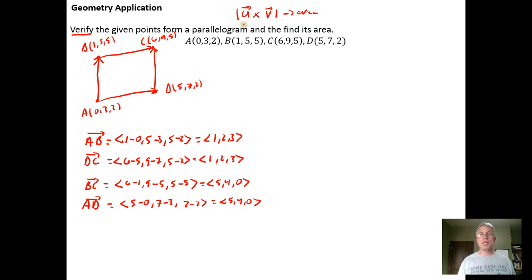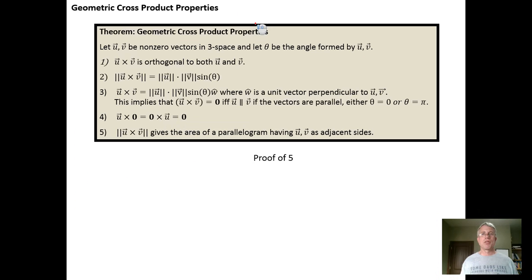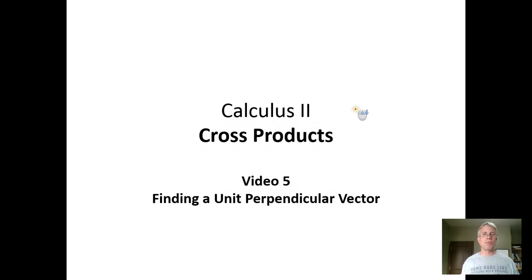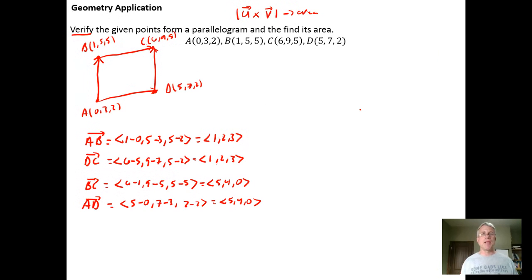So using that result from the geometric properties of cross products, that was property 5: the size of the cross product gives you the area of the parallelogram. So we use property 5 to say, if I know the vector from A to B and A to D, the size of that cross product will give me the area of that parallelogram.